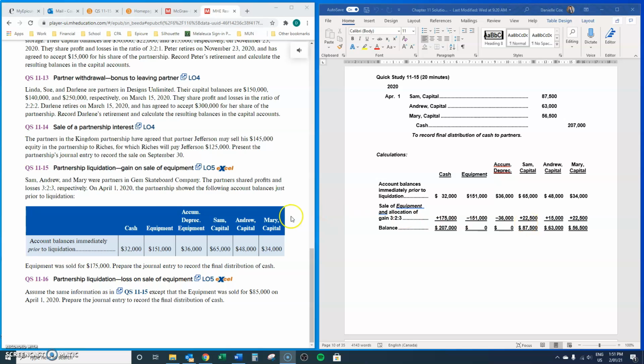What that means, in the quickest way, is to add the numbers up. 3 and 2 and 3 is 8. So that's 3/8, 2/8, and 3/8. Then you take the difference of $60,000. That is the extra cash they got over what the equipment was on the books for. That $60,000 gets spread between the three partners on that ratio.